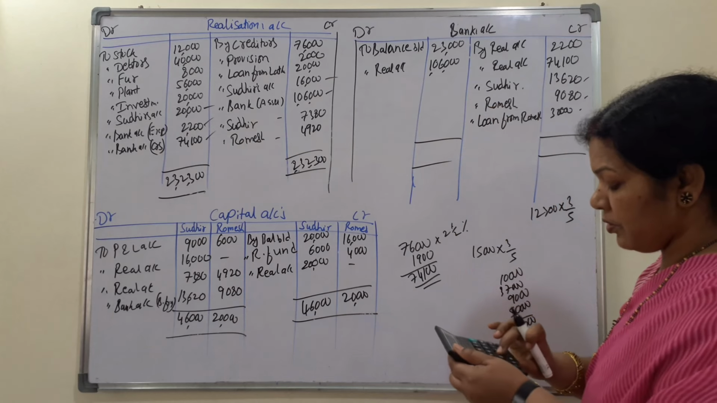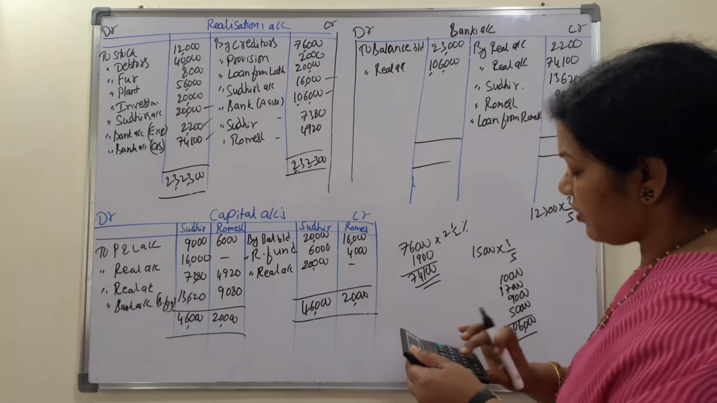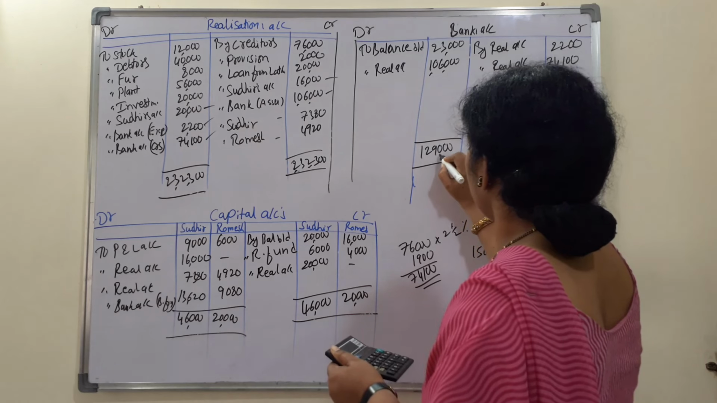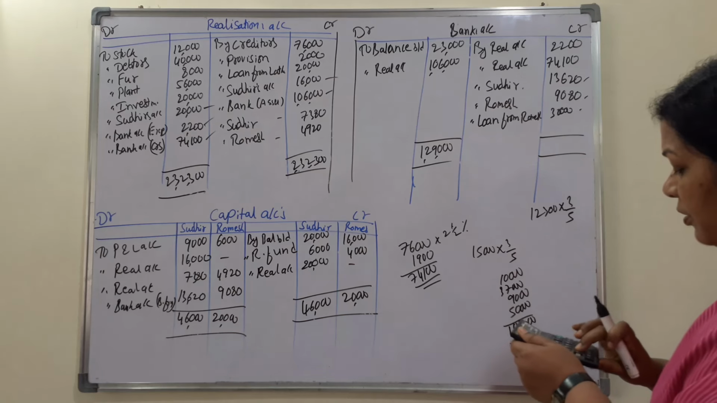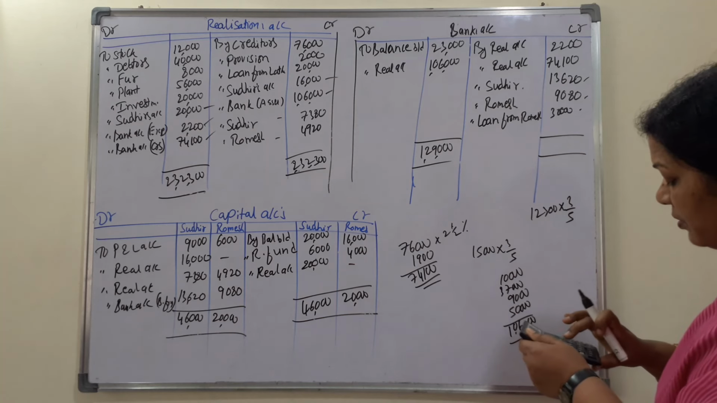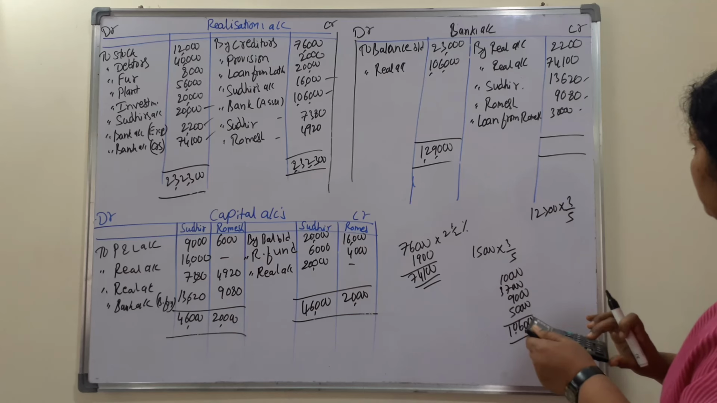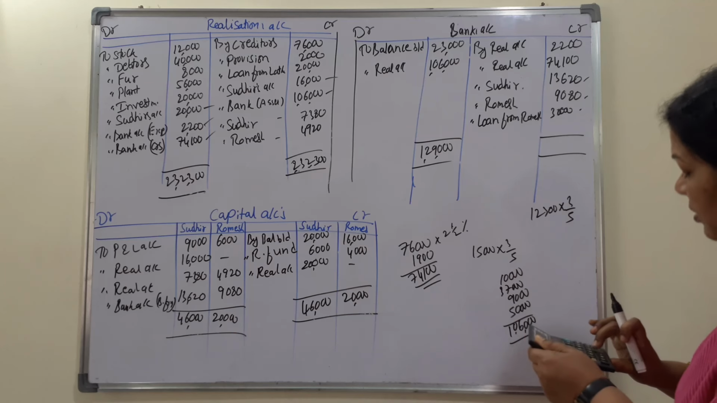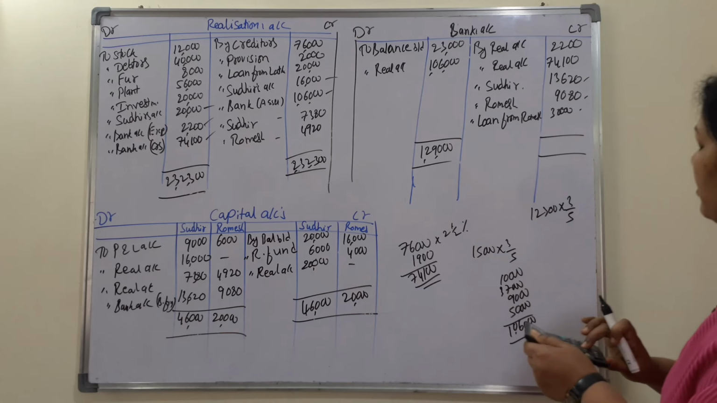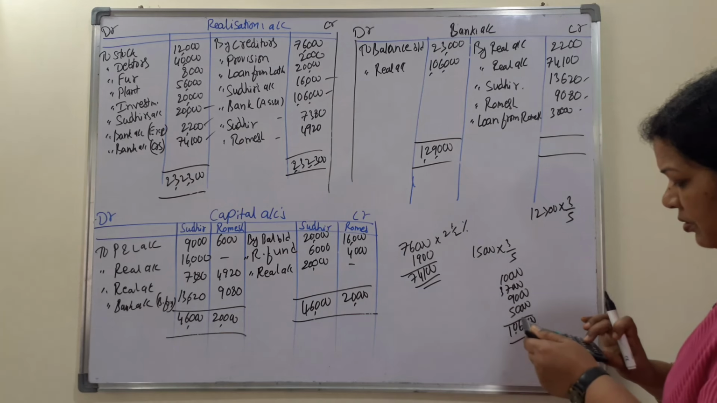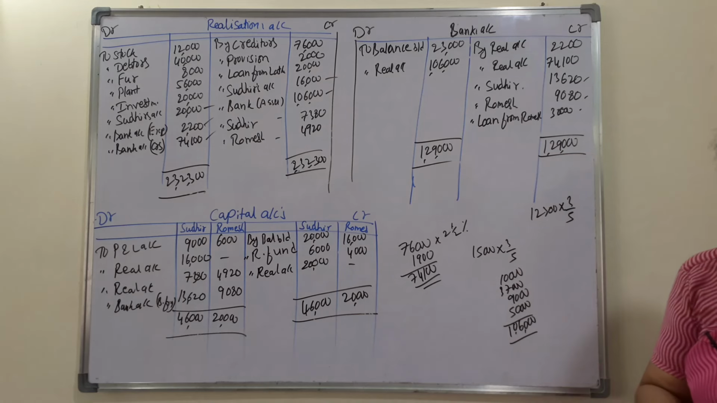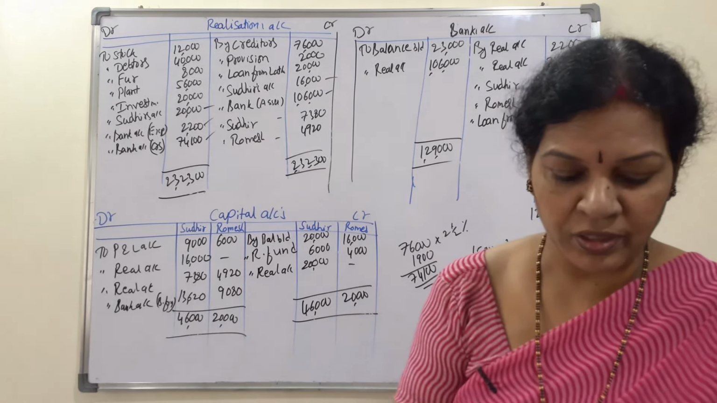So this is 23,000 plus 1,06,000, it is 1,29,000. And here it is 2,200 plus 74,100 plus 13,620 plus 9,080 plus 30,000, which is 1,29,000. So the problem got tallied. So let me explain you clearly once again, give you a recap.